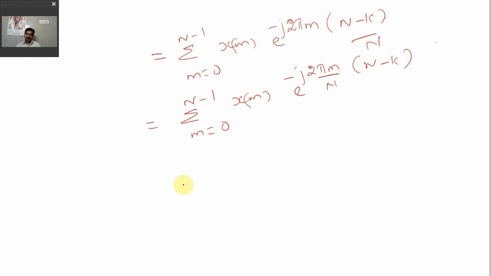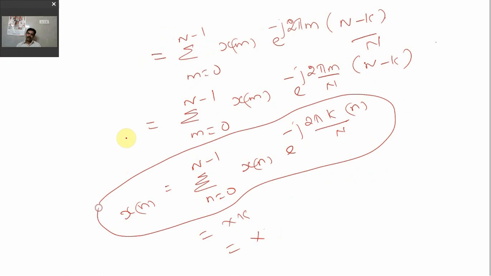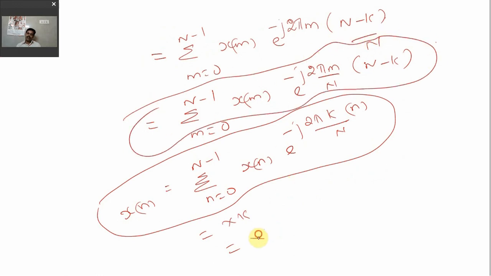But actually, what is the expression for the DFT? Summation of n equal to 0 to N minus 1, x of n into e to the power minus j 2 pi k n by N, that is x of n, so this is X of k. So you compare these two, what you'll be getting is nothing but X of N minus k.